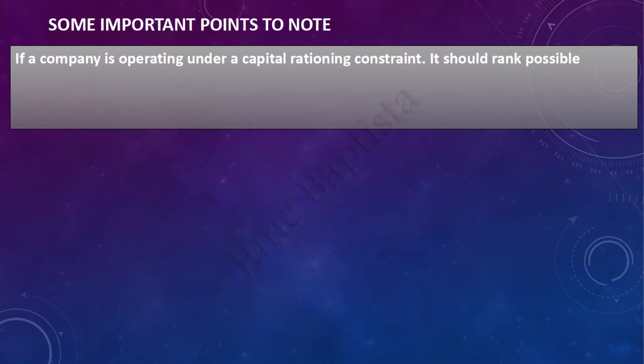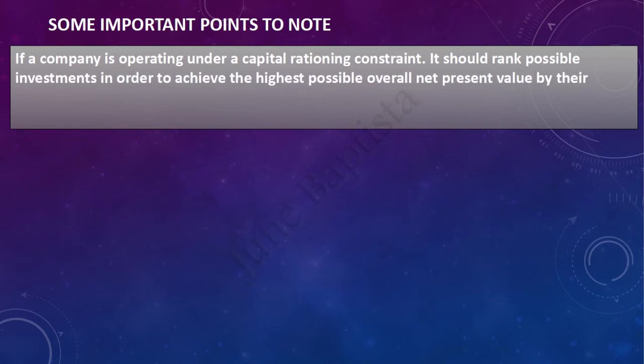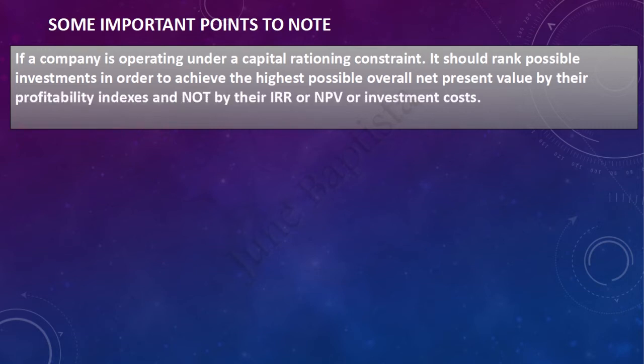Some important points to note regarding investment appraisal. If a company is operating under a capital rationing constraint, it should rank possible investments in order to achieve the highest possible overall net present value by their profitability indexes and not by their IRR or NPV or investment costs. Profitability index is equal to NPV divided by capital cost.